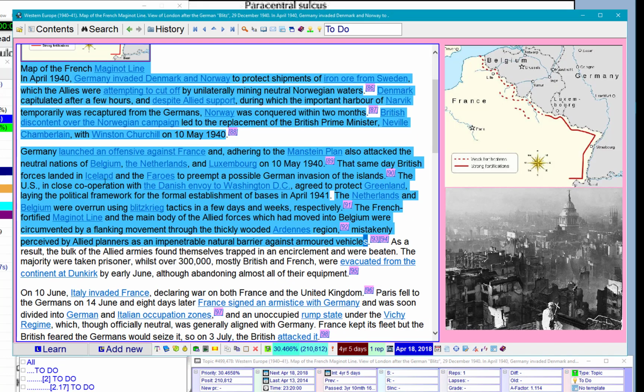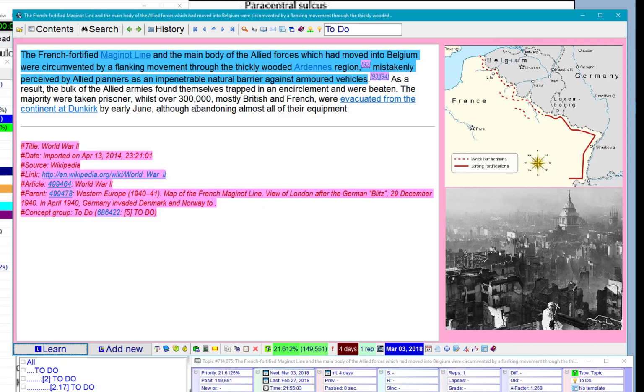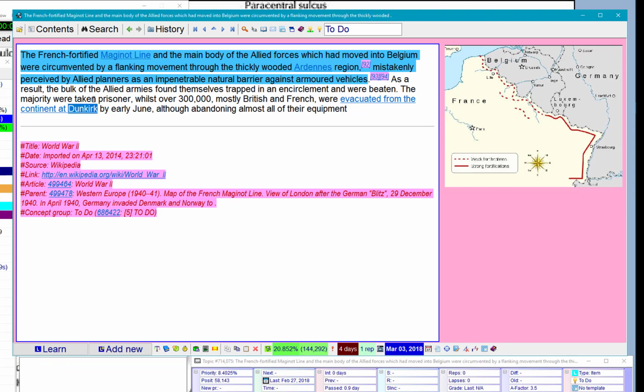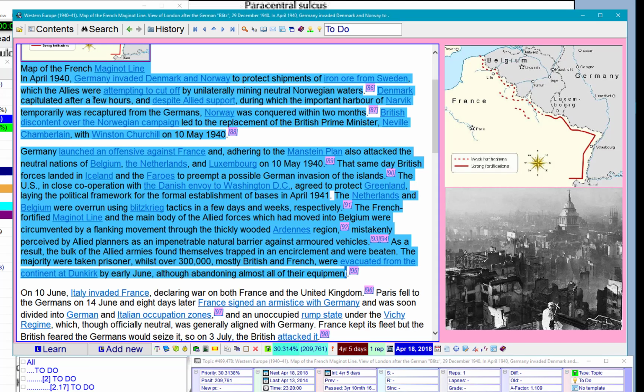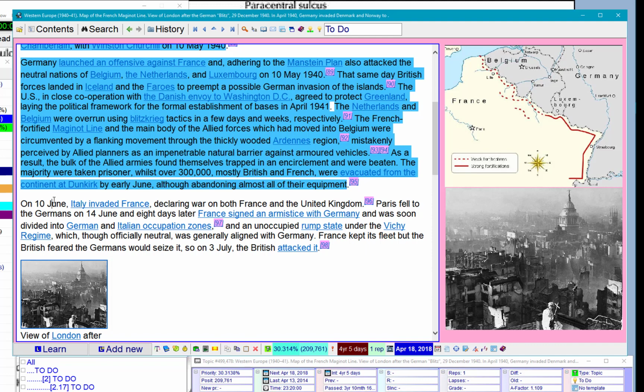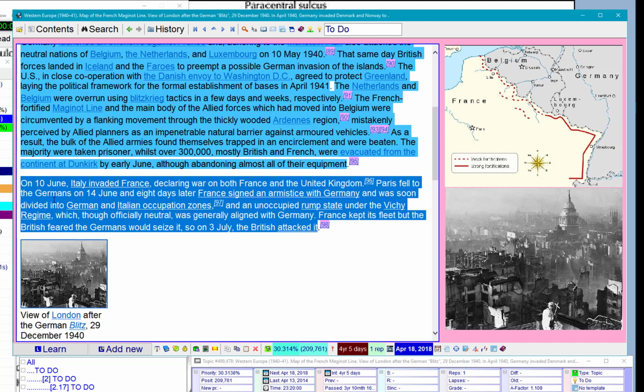Now, as a result, the bulk of the Allied army found themselves trapped in an encirclement and were beaten. Oh yeah. Let's take it with the whole French campaign. And now, do you want to remember how many troops? Dunkirk. We want to remember it was Dunkirk by early June. Okay, what's next? On June 10th, Italy invaded France. Alright. Yeah, and it goes more or less like that.